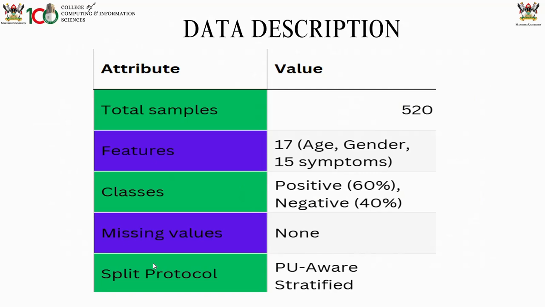Now let's first understand our data set or the data we are dealing with. Basically we have a sample of 520 records. Then we have 17 features, that is gender and 16 other features to make 17. Then classes, we have positive, that is 60%, then negative, that is 40%. Fortunately, we do not have any missing values. Then the split protocol is PU-aware stratified.